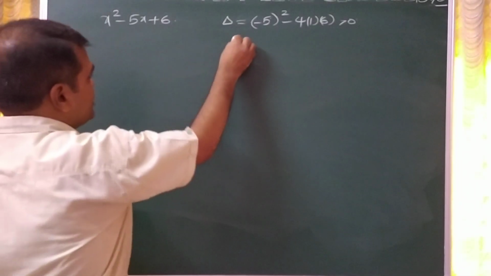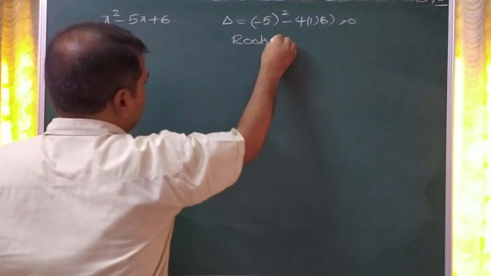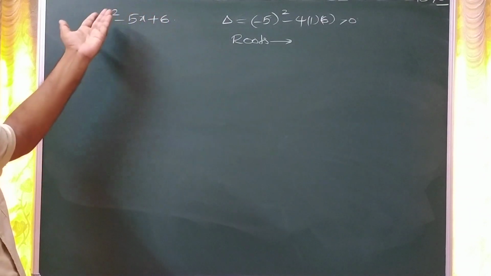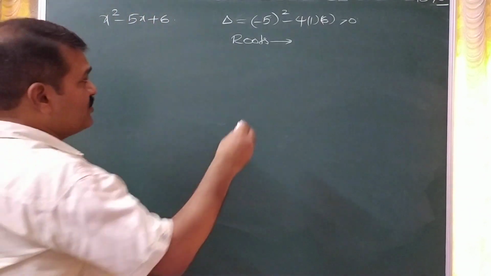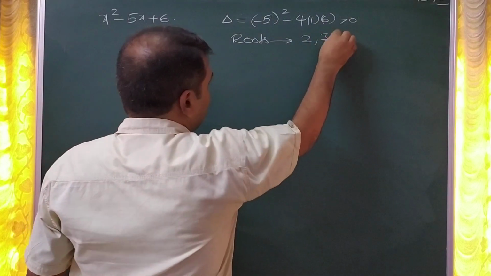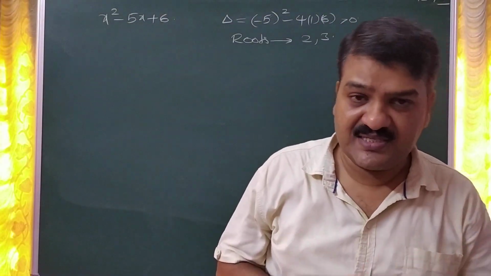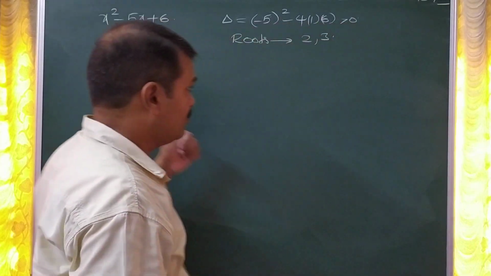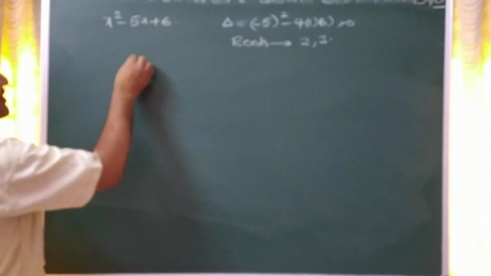So what are roots? You have to find the roots. Roots you can find by formula, or you can find them by factorizing. When you find the roots, you will get 2 and 3 as the roots. Now for delta greater than 0, we had two cases: x lies between the roots, and x does not lie between the roots. So check both the cases.